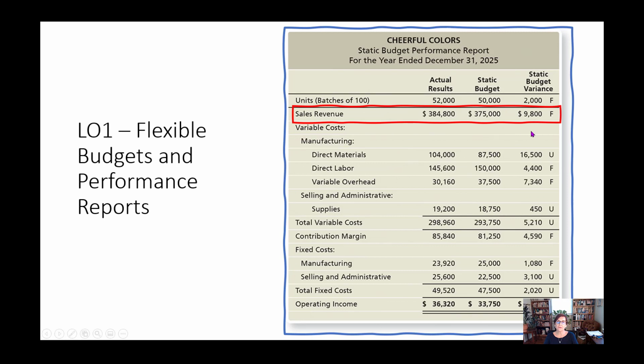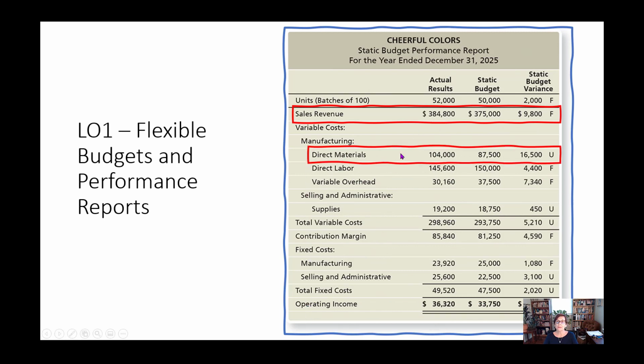Now let's look at the sales revenue. They estimated on their static budget that they were going to have sales of $375,000, but they actually had sales of $384,800. Now, why? Of course, you might be thinking to yourself, sure, they sold more units, right? So their sales should be higher. Well, we're going to look at the details of that later. That's one of the things that we'll look at. But what happens? You have a $9,800 favorable variance. Why? Our revenues were greater than we budgeted.